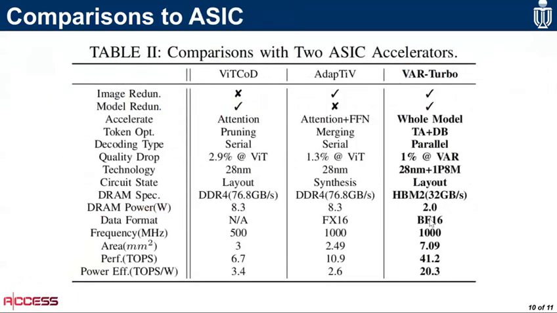Then, compared to SOTA vision transformer ASIC accelerators, ViTCoD and Adaptiv, VAR-Turbo delivers 6.1 times and 3.8 times higher throughput, and 6 times and 7.8 times higher energy efficiency, respectively.